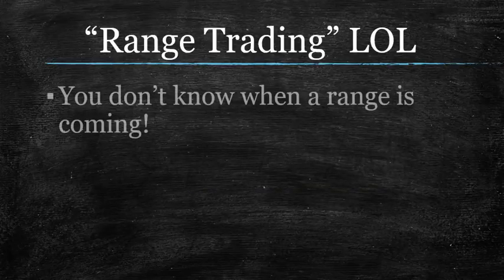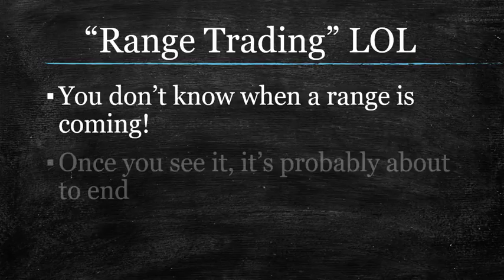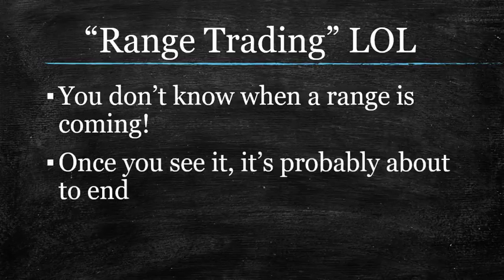Guys, you don't know when a range is coming. It'd be so awesome if we did. If we were just able to pick out some random point on a chart and be like, hey, okay, consolidation is just around the corner. Get all your range trading tools out. We're going to make a lot of money. But it doesn't happen that way. You only know it when it's too late. Once you see a range actually forming, it is probably about to end.